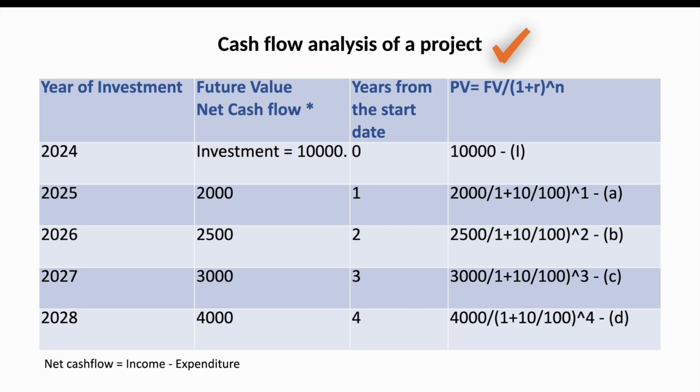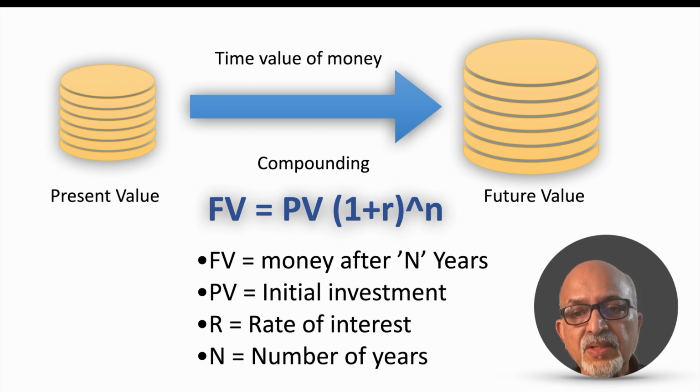Let us assume that in 2025, we get around $2,000 from that investment. That is in future value after 1 year. So I can convert that into present value. That is, present value is future value divided by 1 plus R to the power of n. In the previous slide, we saw the formula for future value: future value is equal to present value into 1 plus R to the power of n. So from this, present value is equal to future value divided by 1 plus R to the power of n.